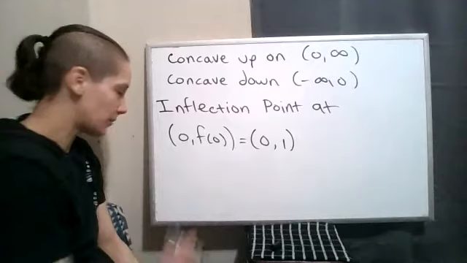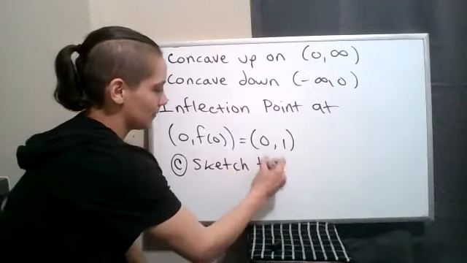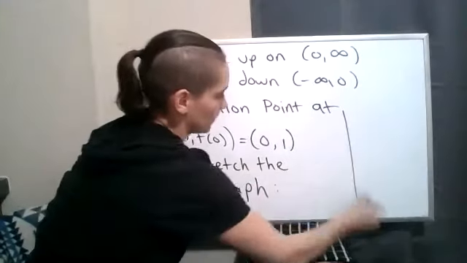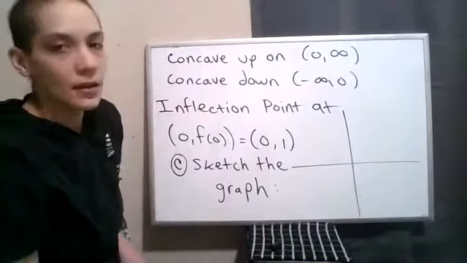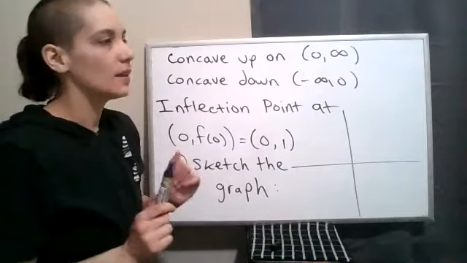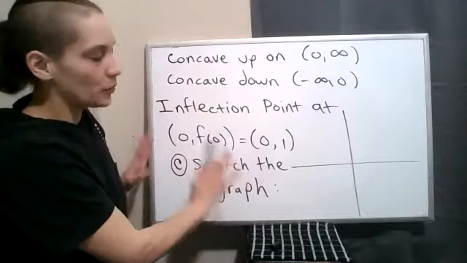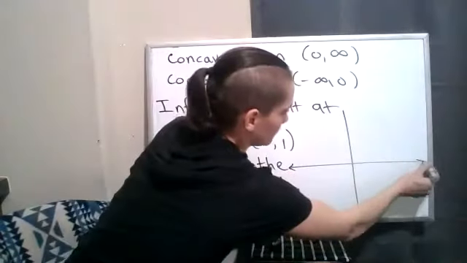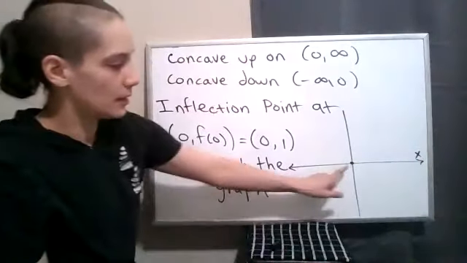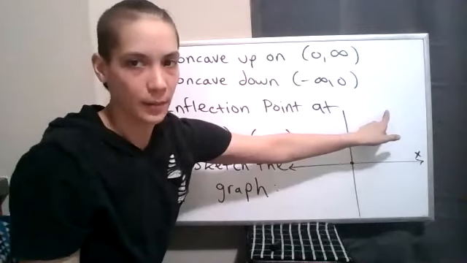Part C, sketch the graph. Okay, so I'm pretty familiar with that function x cubed, and we're just going to shift it up 1, that parent function y equals x cubed. But using all of the work that we've done on the x-axis, put x equals 0. On this side, concave down. To the right, concave up.